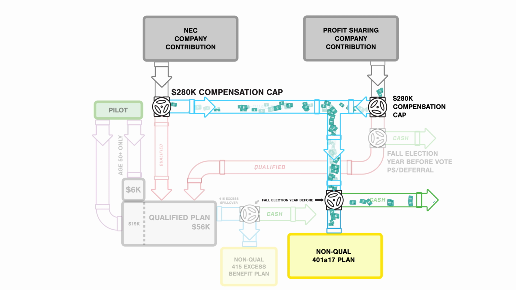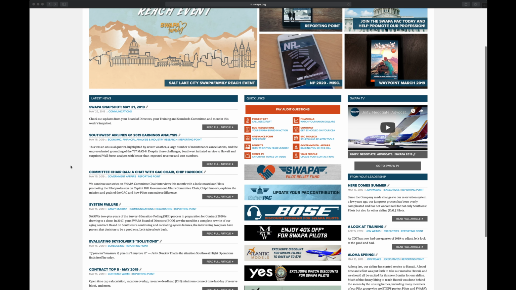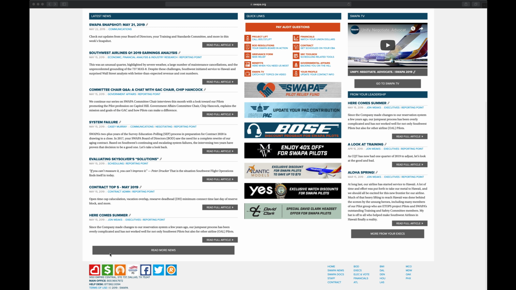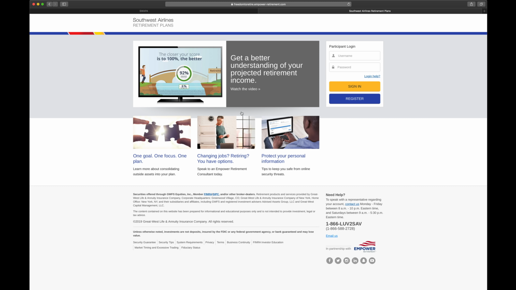Contributions to this plan are deposited into a rabbi trust held by the company. The rabbi trust has some protections for us, but our money could still be taken by creditors if the company were to declare bankruptcy or suffer insolvency. So, if you're worried about Southwest facing something like that before you retire, enrolling in our non-qual plans probably isn't a good idea for you. This plan, along with the other two non-qualified plans, is accessible via the Empower website. If you make the election to defer into this plan, the election is for both your NEC and profit sharing.